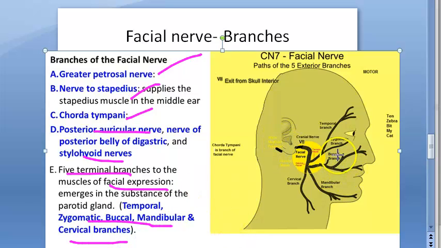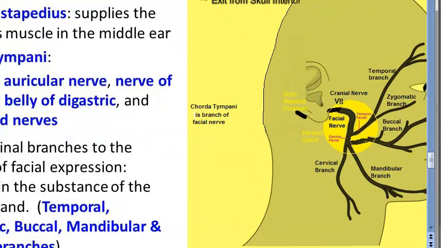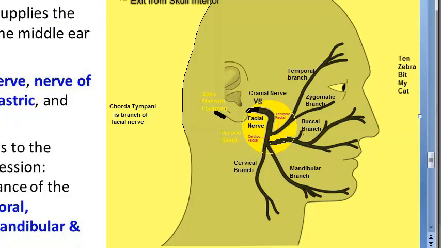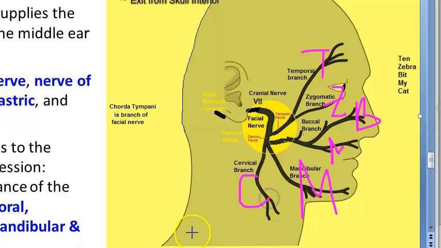So this is what they are calling the "10 zebra bit my cat." That is what they say here. That is the mnemonic here to know the last 5 terminal branches. That's all. There are so many other branches. Just for the last 5 branches, they have kept one name here. "10 zebra bit my cat." That is temporal branch, zygomatic, buccal, mandibular. This is mandibular and this is cervical branch. That is the cat. Okay. Just for those last 5.